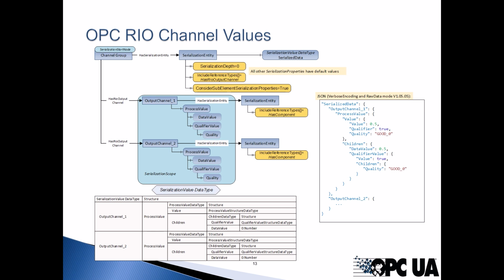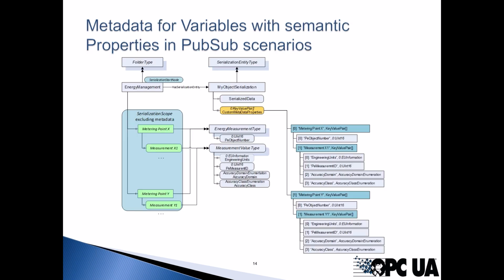In PubSub scenarios and similar data streaming use cases, frequent transmission of unchanged metadata like engineering unit is not desirable, as it increases bandwidth demand. Since there are variable types exhibiting semantic properties like engineering unit or value range, the possibility to strip off these semantic properties belonging to the variables mapped into the serialization scope would be useful, since metadata need not always be read together with the data unless it has changed.